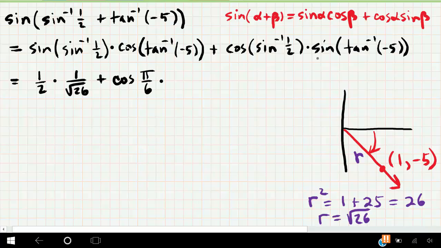Now let's go to the second factor, and we already have a picture for this angle, inverse tangent of -5. We have a picture right down here. And sine of this angle will be the y value divided by the r value. So that's going to be -5 divided by root 26.